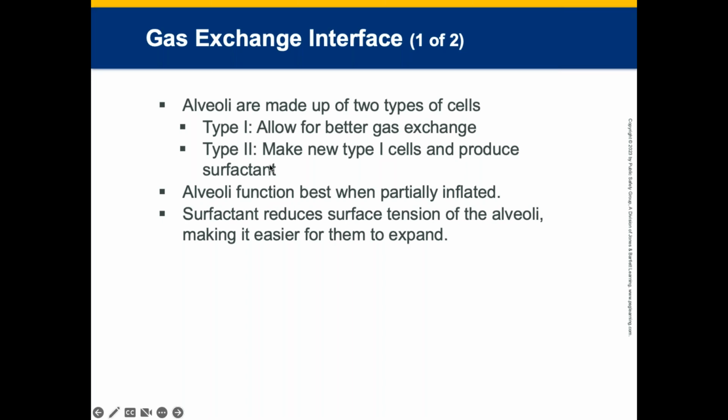Lubrication. So surfactant, as you can see in a couple bullets down, reduces surface tension of the alveoli, making it easier for them to expand, right? The alveoli function best when partially inflated. So we have to be able to have that elasticity, that expansion, and surfactant has that, making it easier. After a foreign material gets into the terminal bronchioles and alveoli, it typically never comes back out, right? So collapsed, fluid-filled or pus-filled alveoli do not participate in gas exchange, all right?